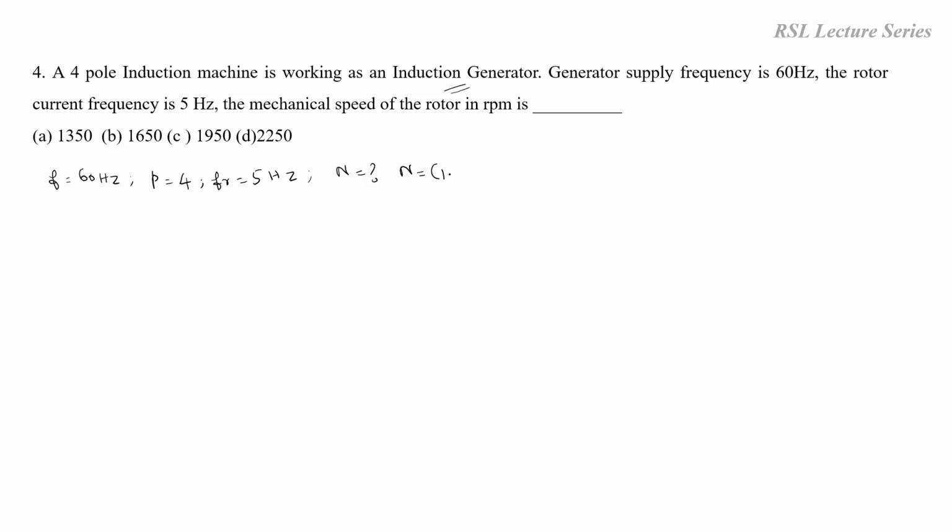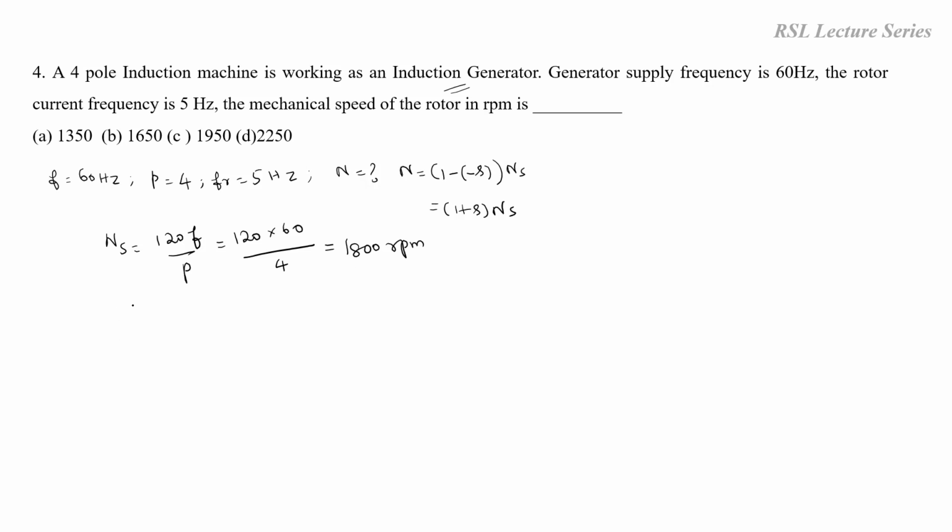So we will be writing it as 1 minus S into Ns, so this is equal to 1 plus S into Ns. In the case of an induction generator, the slip will be negative. First we will find Ns as usual, 120 F by P, so 120 into 60 divided by 4. This will be equal to 1800 rpm.